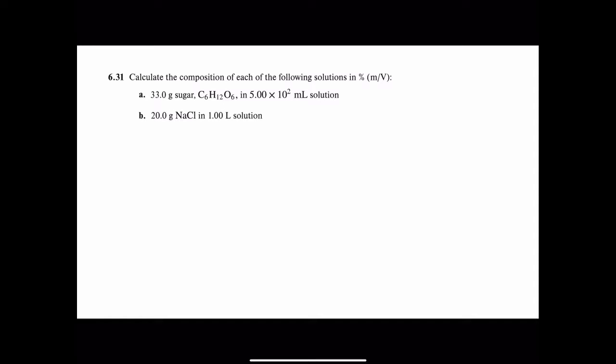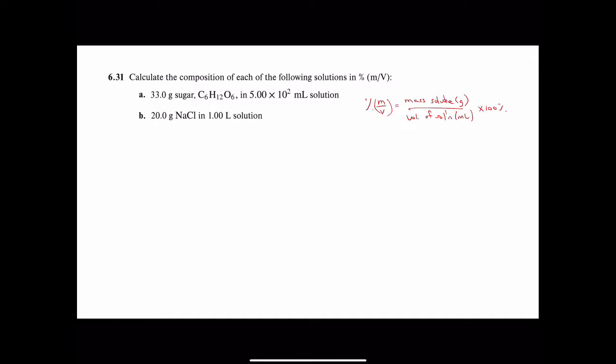Question 6.31 says, calculate the composition of each of the following solutions in percent mass over volume. And in order to do that, you're going to need the formula for percent mass over volume, which is: percent mass over volume is equal to the mass of the solute in grams divided by the volume of the solution in milliliters, and then we're going to multiply that by 100%.